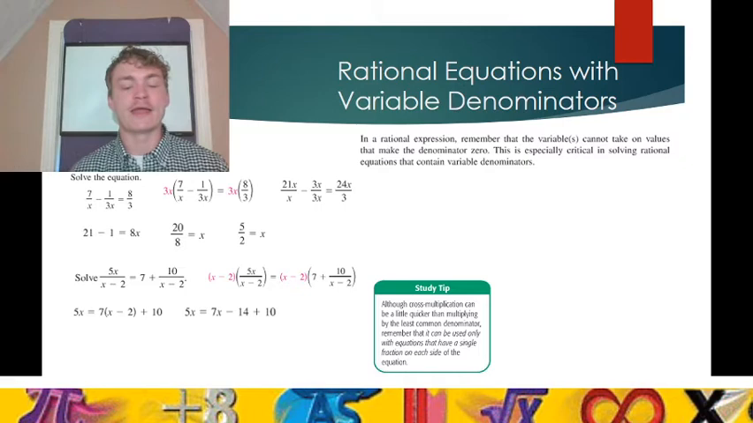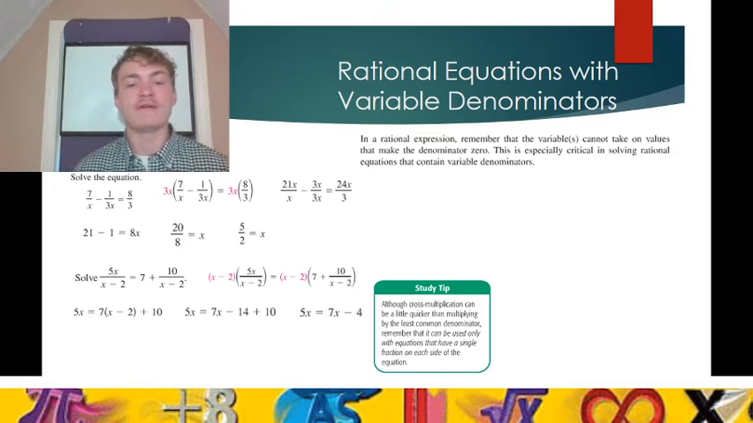On the right-hand side, we have three terms. Those last two terms, minus 14 plus 10, reduces down to minus 4. Now we have 5x equals 7x minus 4. Of these three terms in the equation, two of the three are variable terms, 5x and 7x. We need to be able to bring them together.